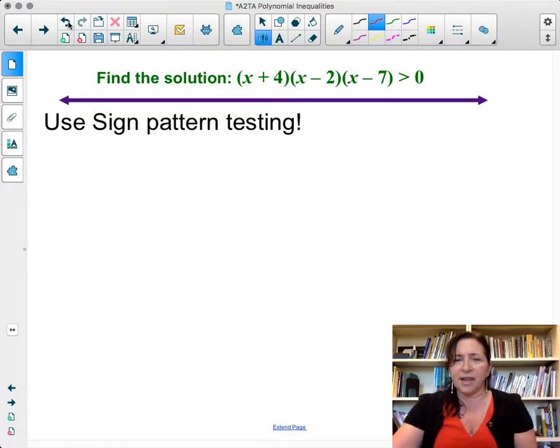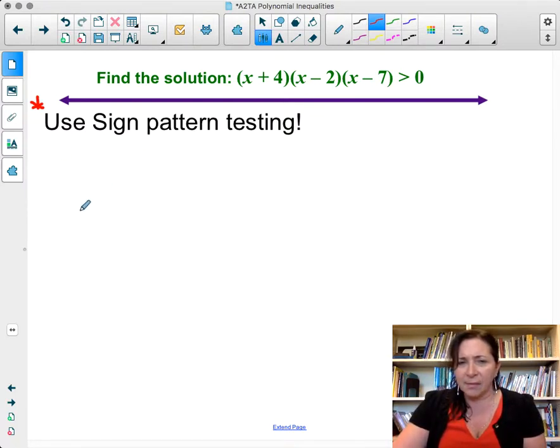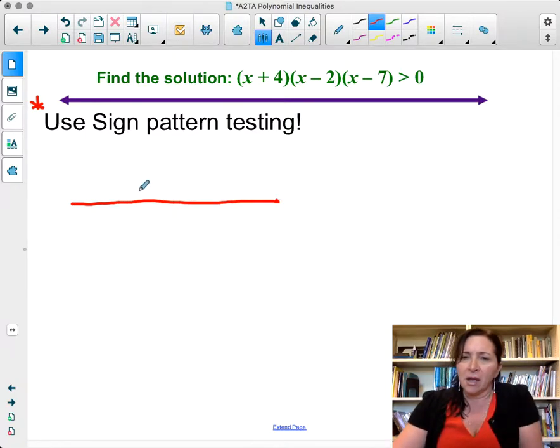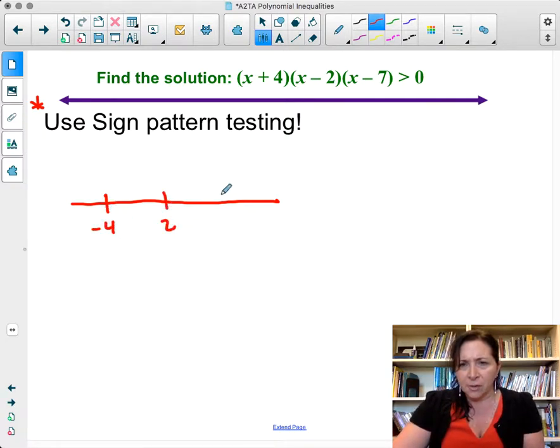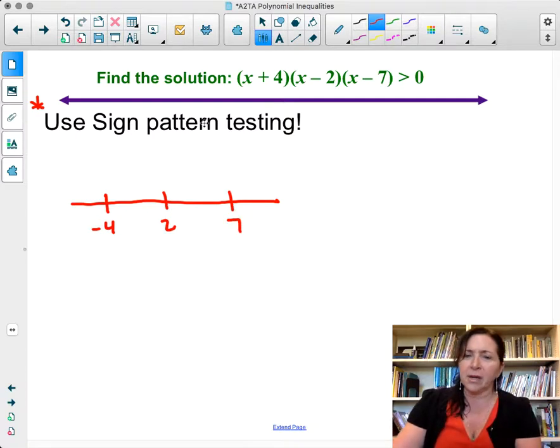So instead of using my graph, I want you to use sign pattern testing. So we have the same equation that we just did. So we already know what the graph looks like. But what I want you to do is put your roots on this line. So that's -4, here's 2, and here's 7, all right?